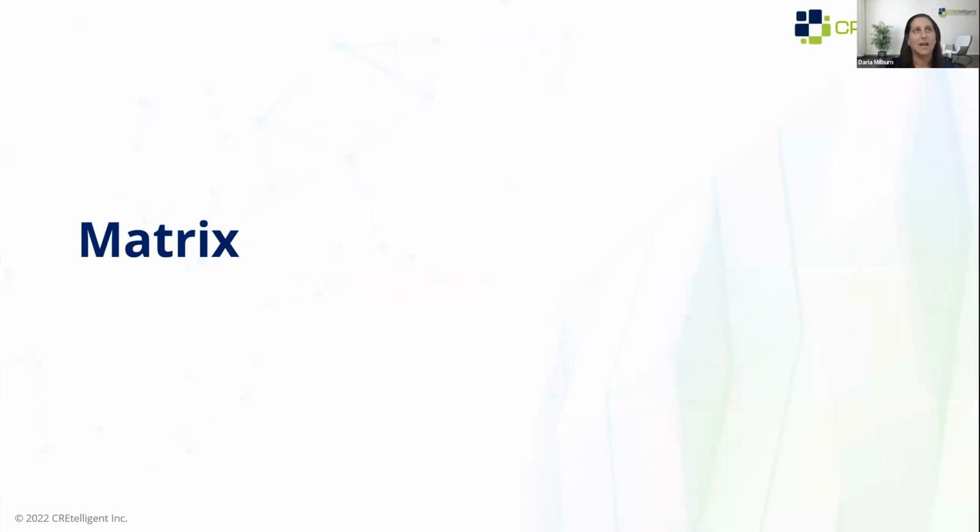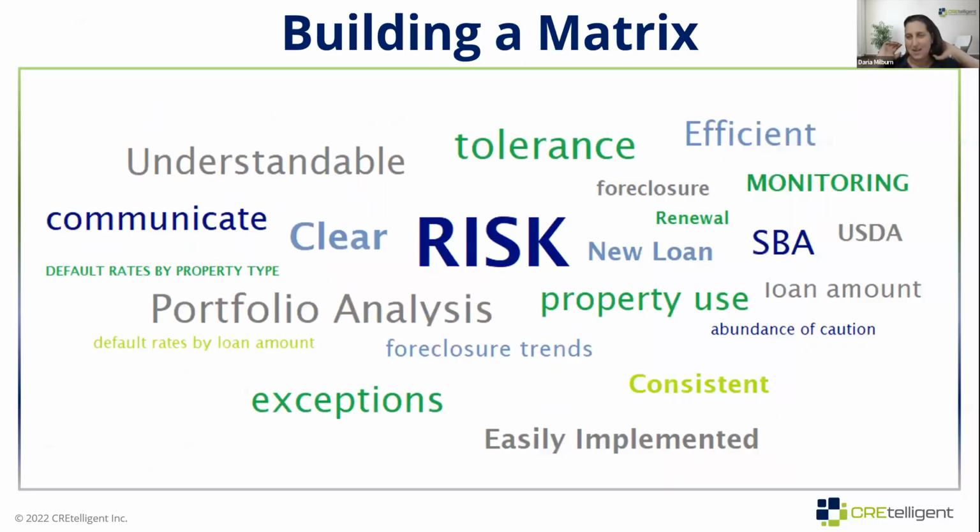Okay, now down to the heart of it. We're going to come to the matrix. I wanted to find a creative way to talk about this because there are so many pieces that go into creating a matrix. And I thought maybe a word map might help bring that into light. There are so many things that can help you determine where your biggest risks lie.